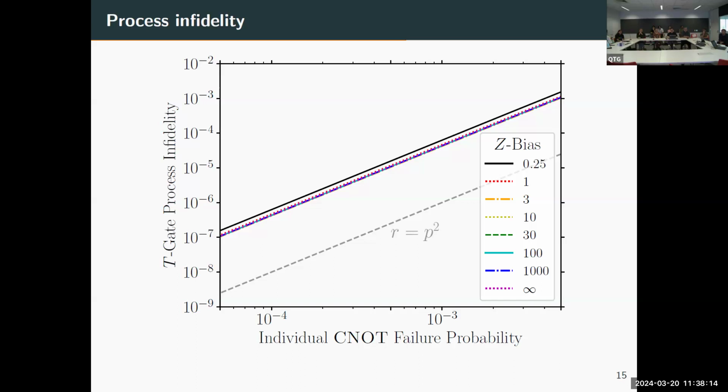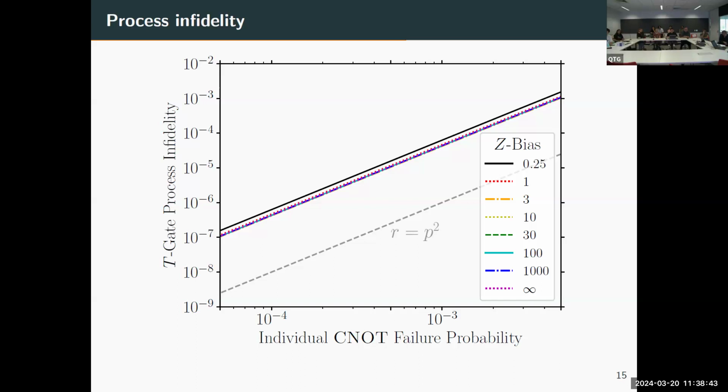In some sense, this is a sanity check, because the Steane code isn't really designed for biased noise. So we shouldn't expect any level of bias to have a notable impact on the logical performance, the infidelity of the Steane code. And then looking at the trend, this is a quadratic trend, which matches up basically with what you'd expect from the distance.